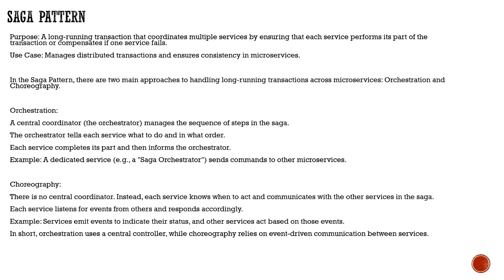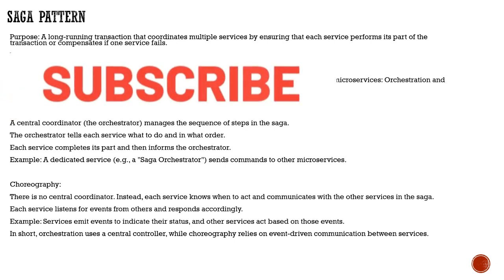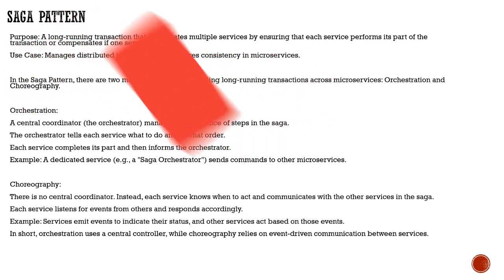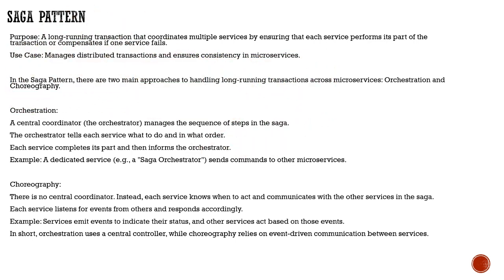Now when it comes to choreography, there is no central coordinator. Instead, what happens is that each service acts on its own, and then communicates with the other services, right? Each service will listen to certain events from the other services, and then respond accordingly. Let's say a service emits some events to indicate its status, right? Now, other services, based on the event that has been published, will publish their own events or actions to be taken by themselves.